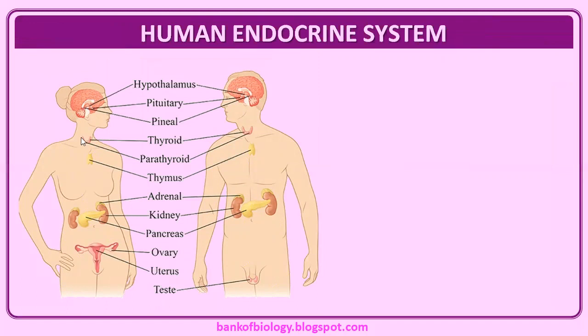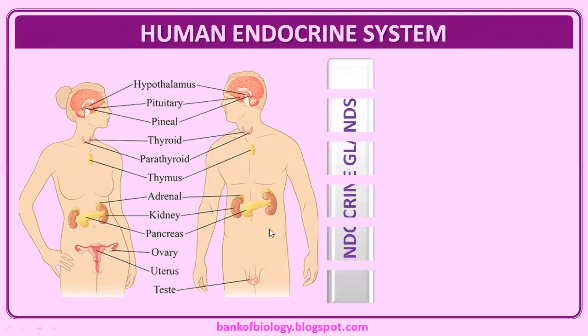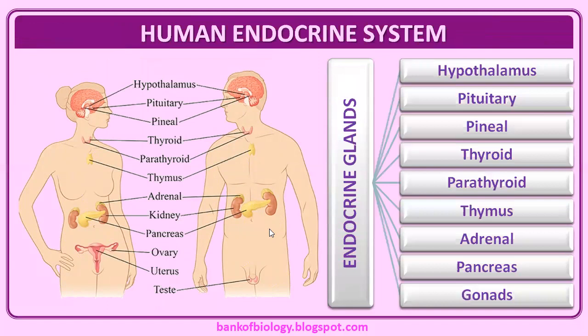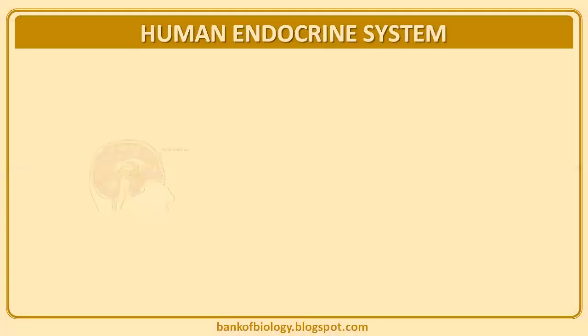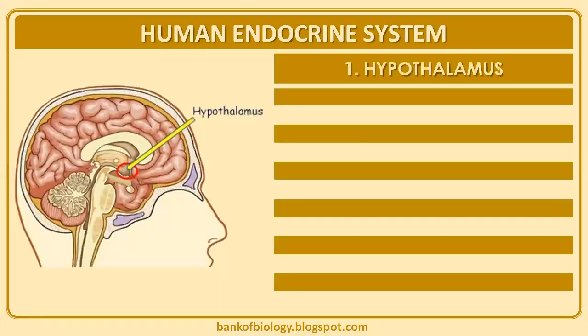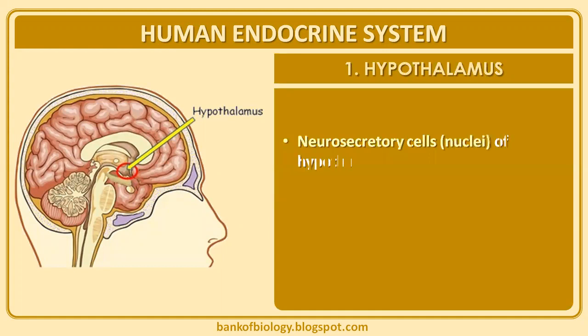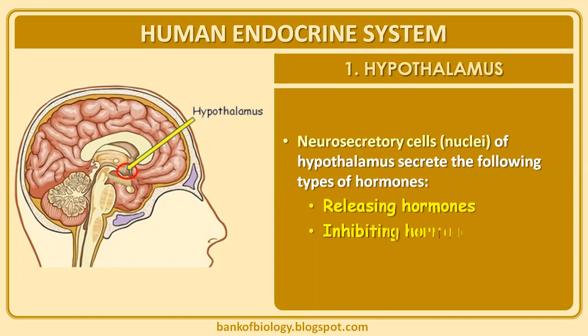These are the endocrine glands that you can see in the diagram. Let's take one after another: hypothalamus, pituitary, pineal gland, thyroid, parathyroid, thymus, adrenal, pancreas, and gonads. When it comes to the hypothalamus, the neurosecretory cells of the hypothalamus secrete releasing hormones, inhibiting hormones, and oxytocin and vasopressin.